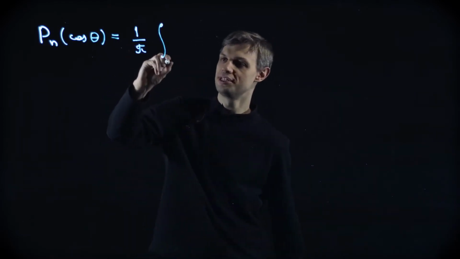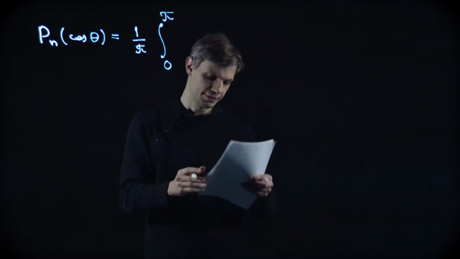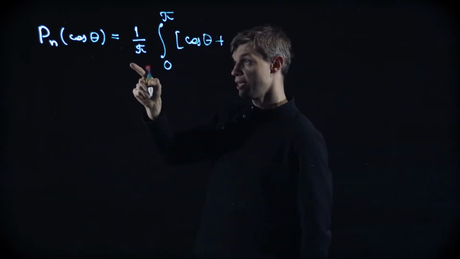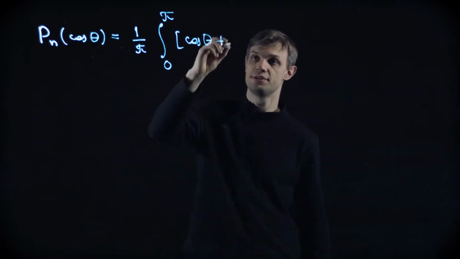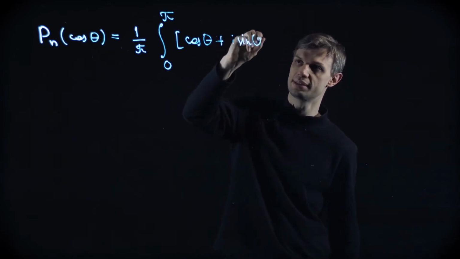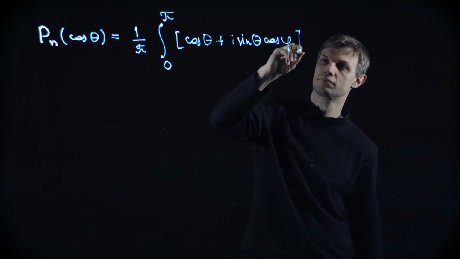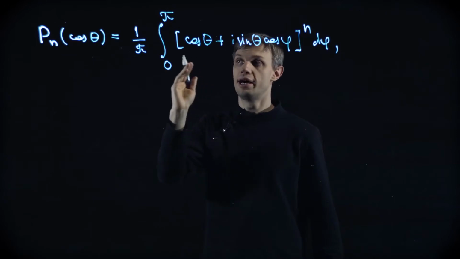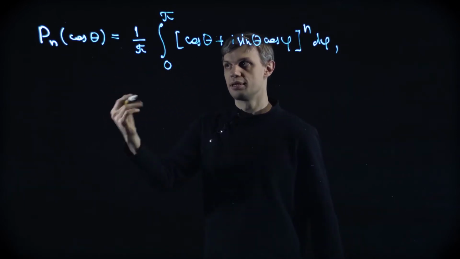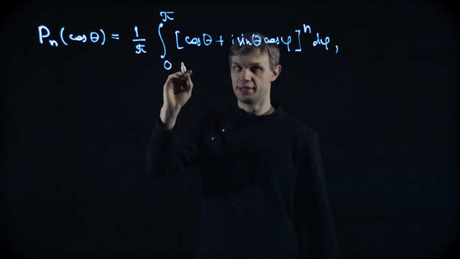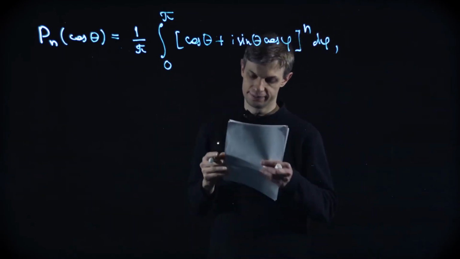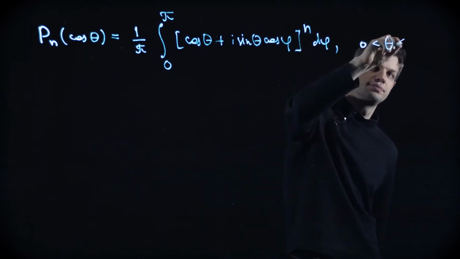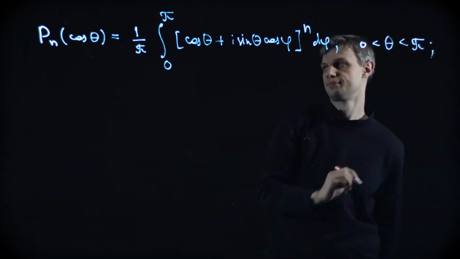If you doubt, you may look it up somewhere, in Wikipedia, for example. Later, we'll derive this integral representation using some more advanced techniques. So phi is an azimuth angle in the spherical coordinates, and theta is the so-called polar angle. We integrate over d phi, and theta belongs to the segment from 0 to pi.